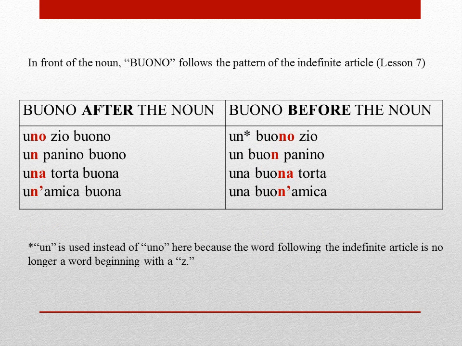In the case of buono, when it is placed in front of the noun, it follows the pattern of the indefinite article. See Lesson 7. Buono after the noun, uno zio buono. Before the noun, un buono zio. After the noun, un panino buono. Before the noun, un buon panino. After the noun, una torta buona. Before the noun, una buona torta. After the noun, un'amica buona, before the noun, un'buon'amica.